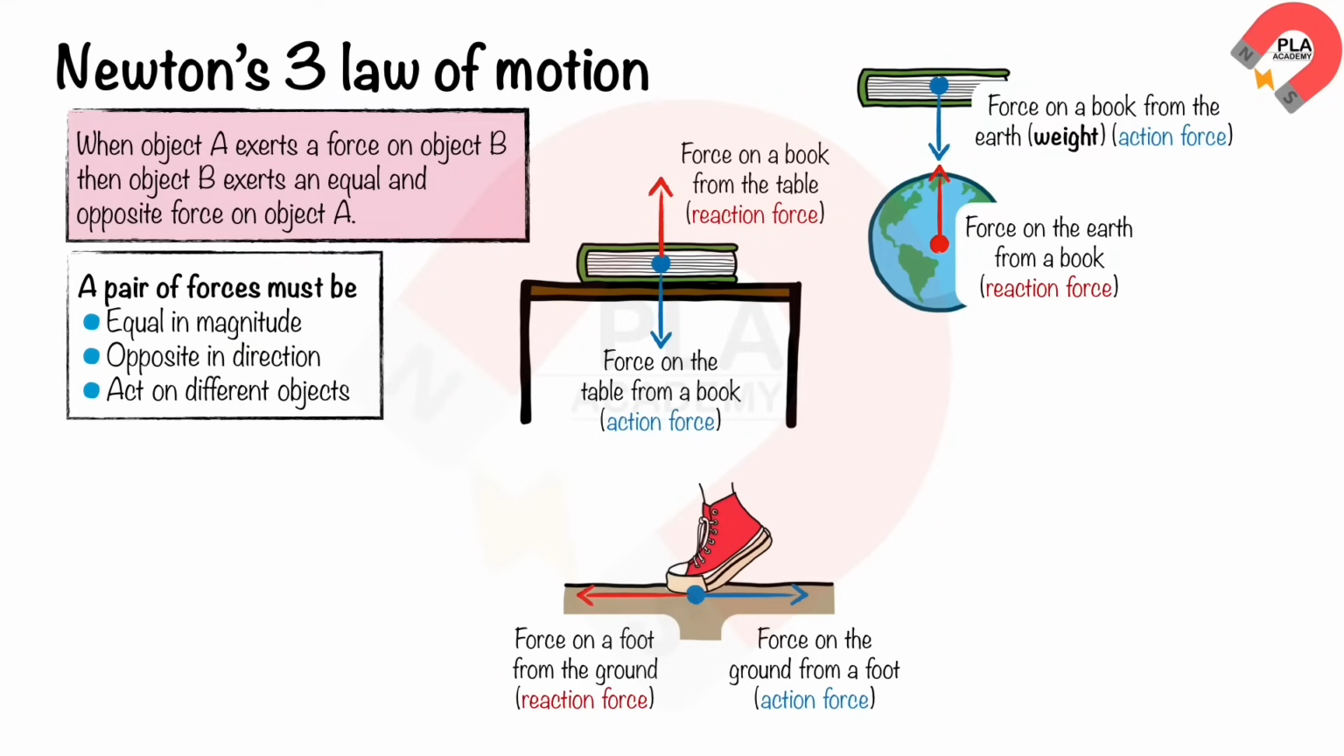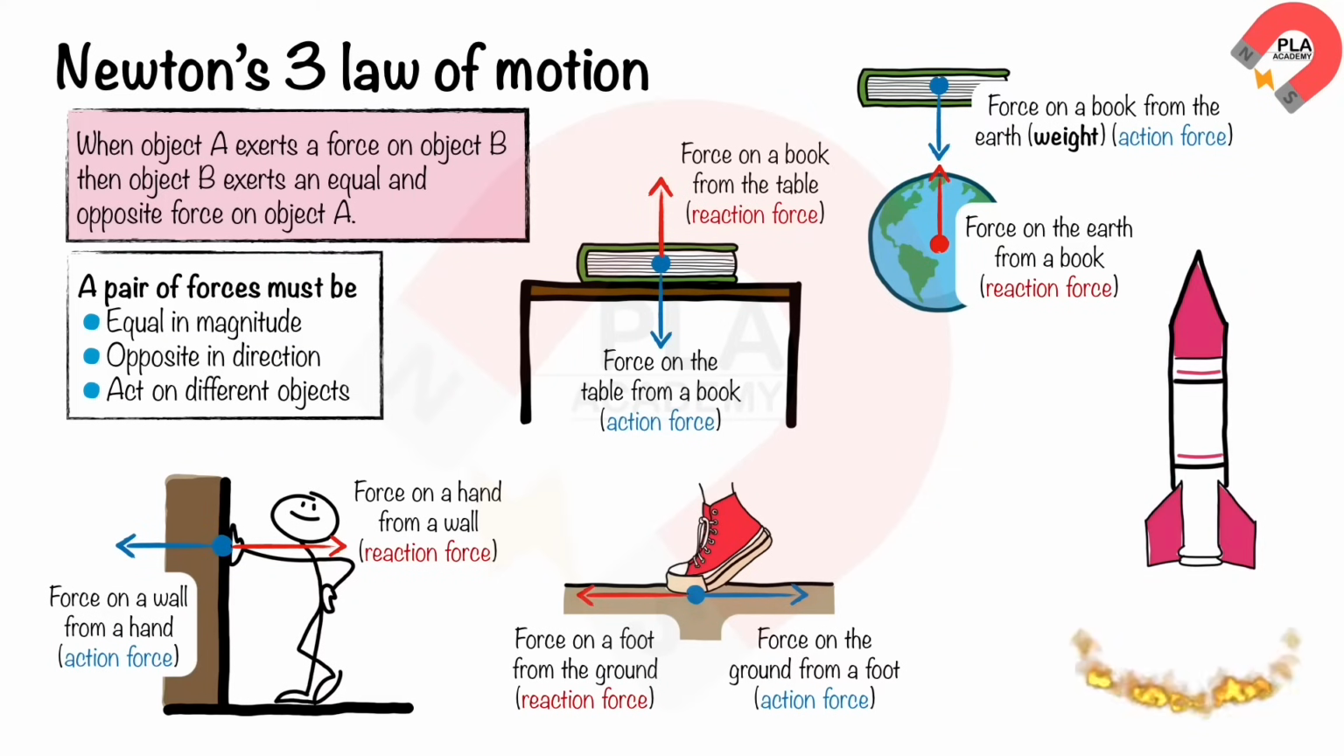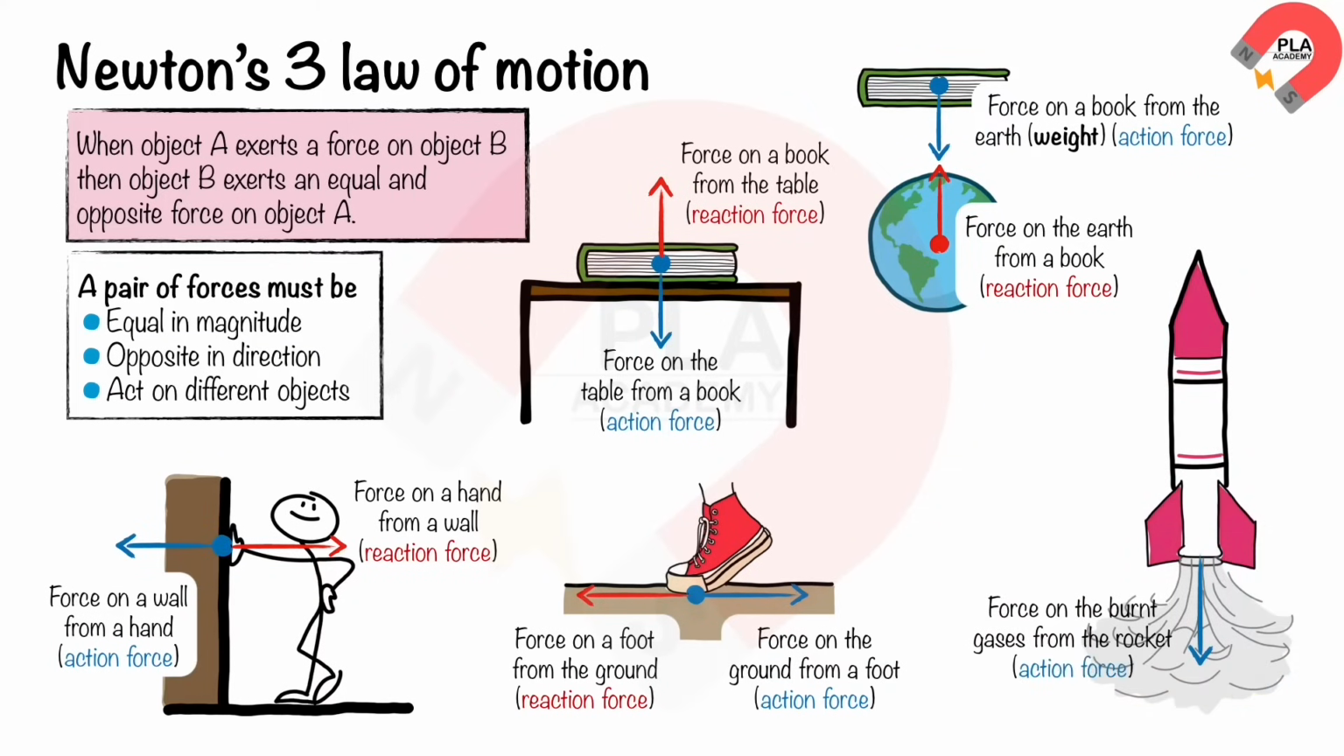A man's hand exerts a force on the wall. This is the action force. The wall also exerts an equal and opposite force on the man's hand in the backward direction. This is the reaction force. A rocket exerts a downward force on the burnt gases. This is the action force. The burnt gases also exert an equal and opposite force on the rocket in an upward direction. This is the reaction force.